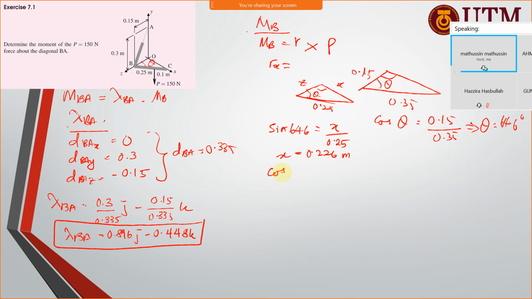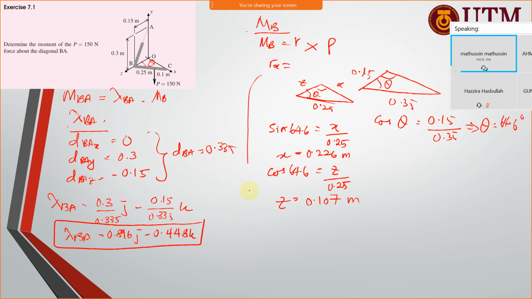How about z? Guna cos. Cos 64.6 sama dengan z bahagi 0.25. Jadi z sama dengan 0.25 darab cos 64.6, 0.107 meter. Okey, dah dapat z, dah dapat x.